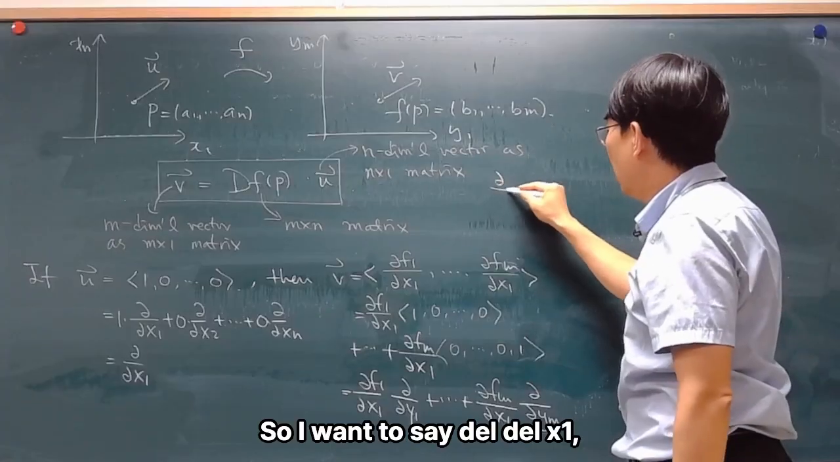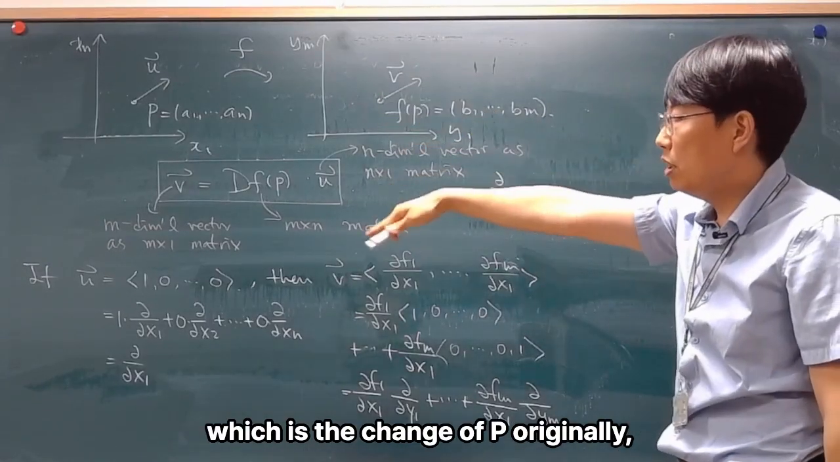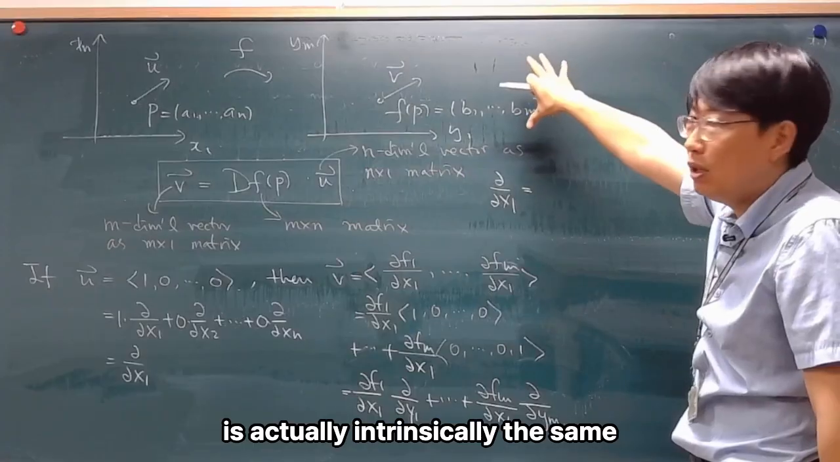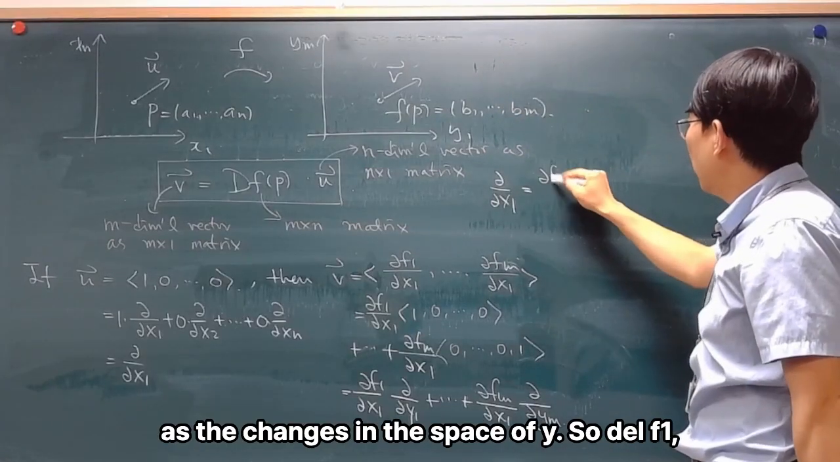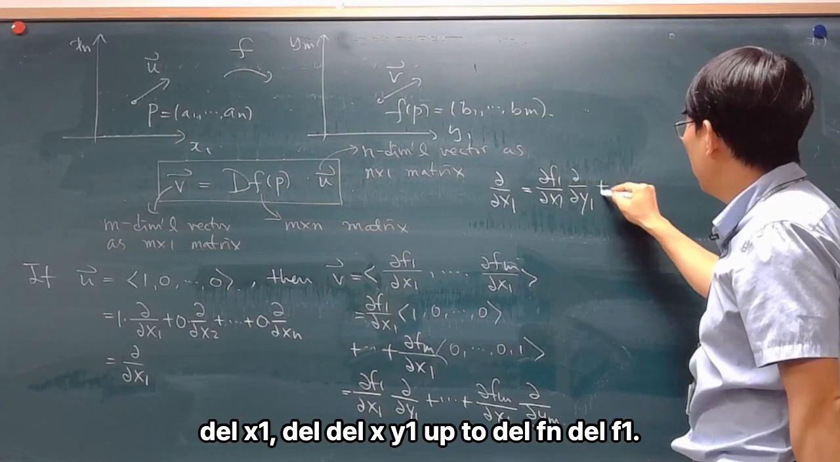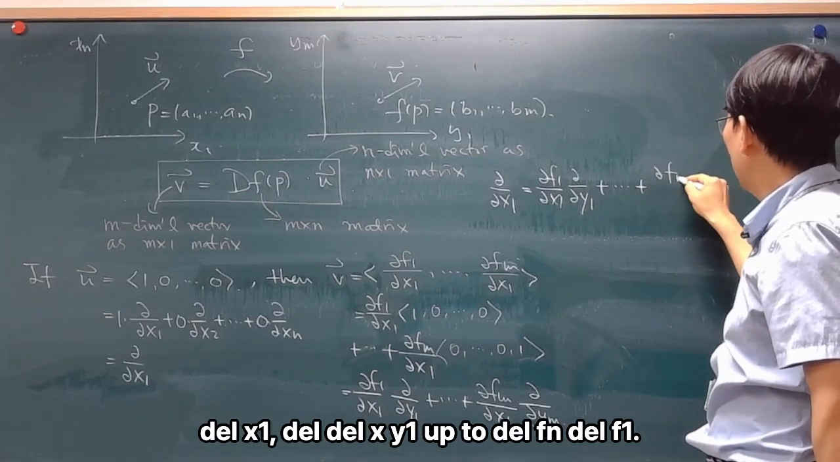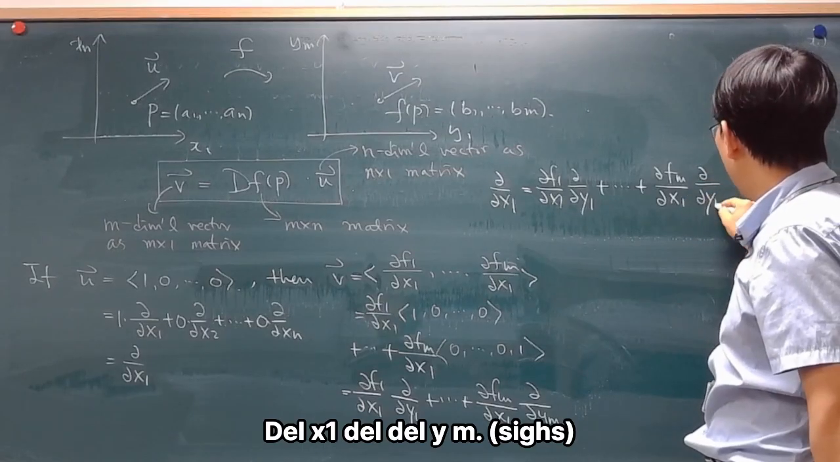So I want to say ∂x1, which is the change of p originally, is actually intrinsically the same as the changes in the space of y: ∂f1/∂x1 ∂y1 up to ∂fm/∂x1 ∂ym.